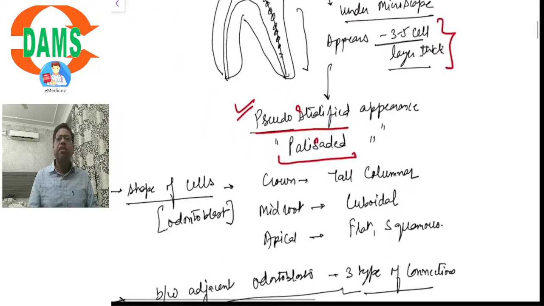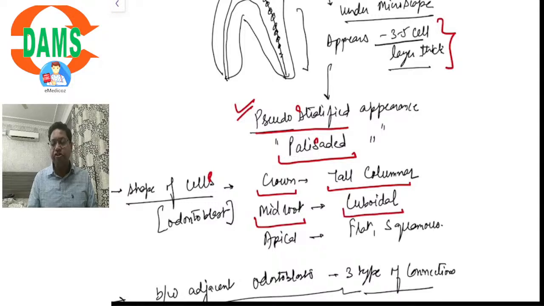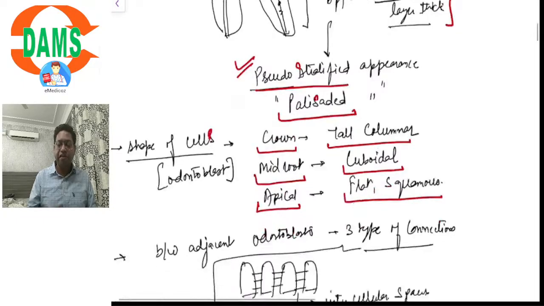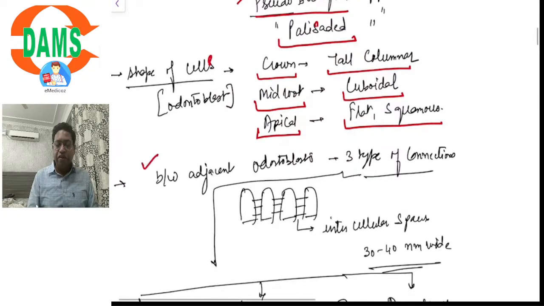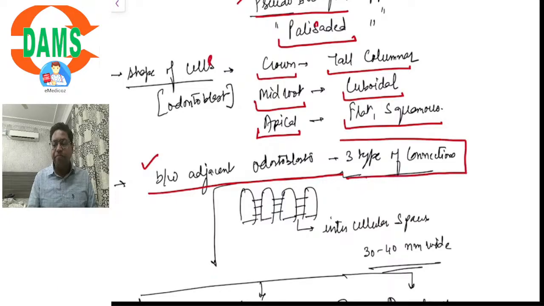Now these odontoblasts that outline the pulp, if we talk about the morphologic shape, in the crown portion of the dental pulp, they are tall and columnar in shape. In the midroot portion of the dental pulp, they are cuboidal in shape. And finally, in the apical portion of the dental pulp, they are flat and squamous in shape. So the shape of the odontoblast, that is the outermost layer, changes from the crown to the midroot to the apical 1/3. And adjacent odontoblasts have 3 types of connections between them.